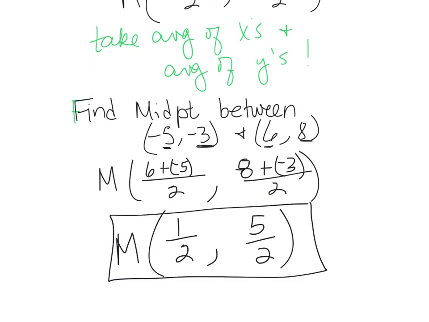So on page, I think it starts on page 31 and goes to 32. You're going to do page 31 to 32, starting at number 12 through 27 odd.